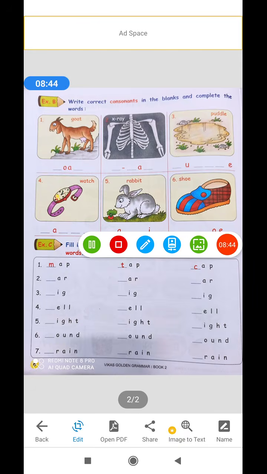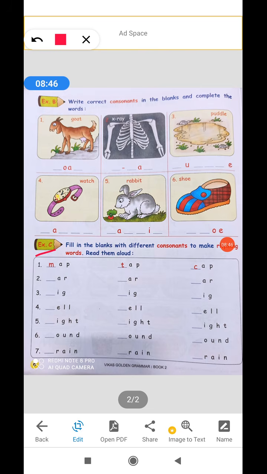So from this we'll move to exercise 3. Fill in the blanks with different consonants to make the rhyming words. Read them loud. So easy. The fill in the blanks is given. Two-letter words are given. We have to write the rhyming words. We have to make the words.